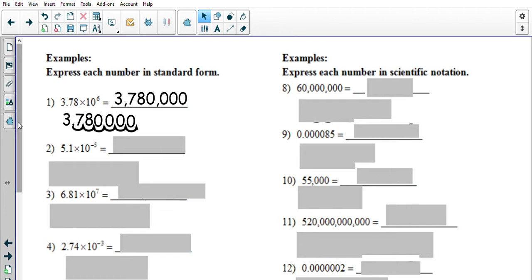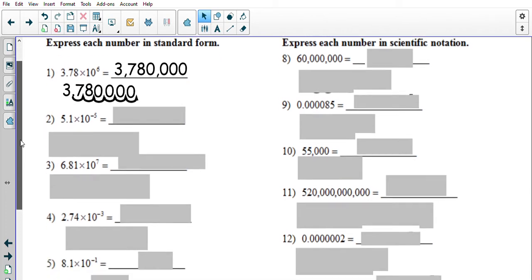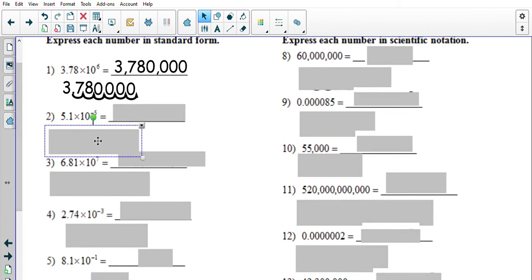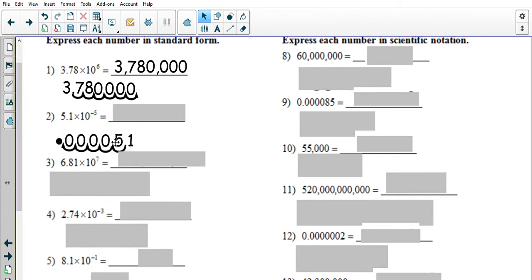All right, number 2, we've got 5.1 times 10 to the negative 5th power. So this time I'm going to move the decimal point to the left 5 places. So 1 place to the left gets me past the 5. And then we need to go 4 more places. And I'm going to move my decimal point right here.